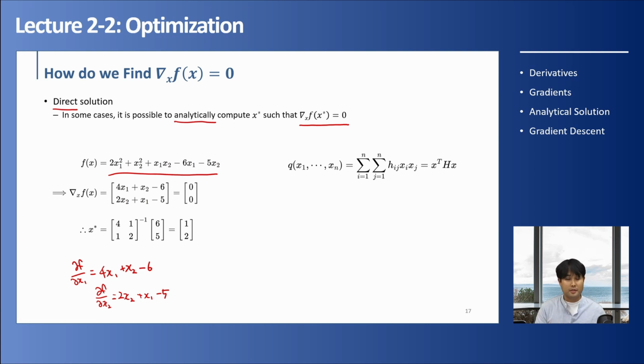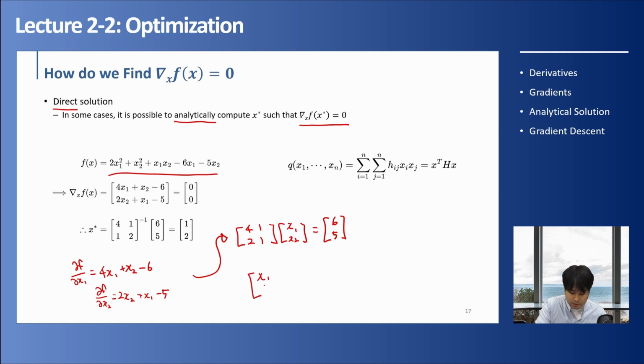And if we represent this in matrix form, we can write out the set of linear equations as the following. And in order to find the optimal solution, we simply have to multiply both sides with the inverse of this matrix, which gives us our solution 1, 2.